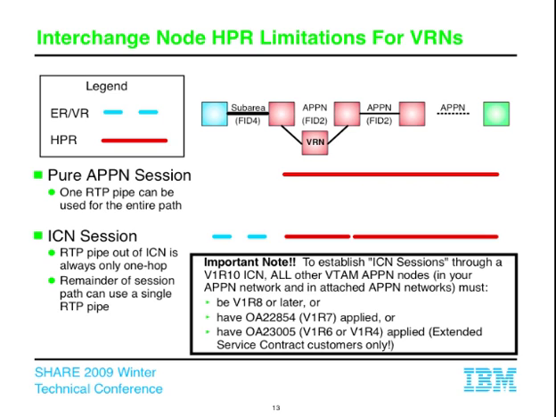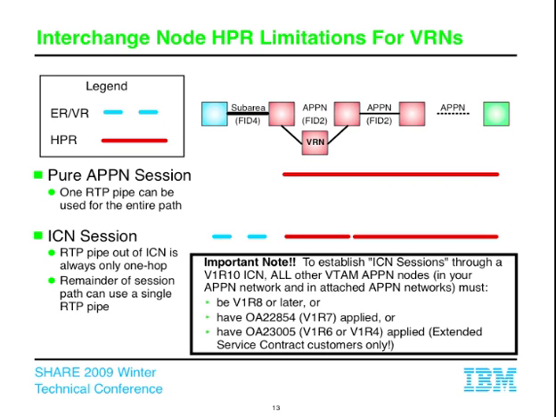But if the session starts in the subarea network and goes through an interchange node into APPN, then we have to start this little 1-hop RTP pipe next to the interchange node, which in this case is actually a 2-hop RTP pipe because it's through the virtual node to the next physically adjacent node. And then from that node again, we can start another RTP pipe all the way across the rest of the APPN session path, again, unless you've got an interchange node on the far side.